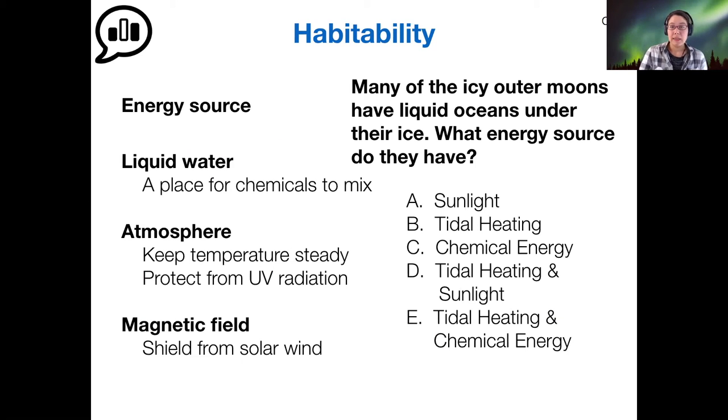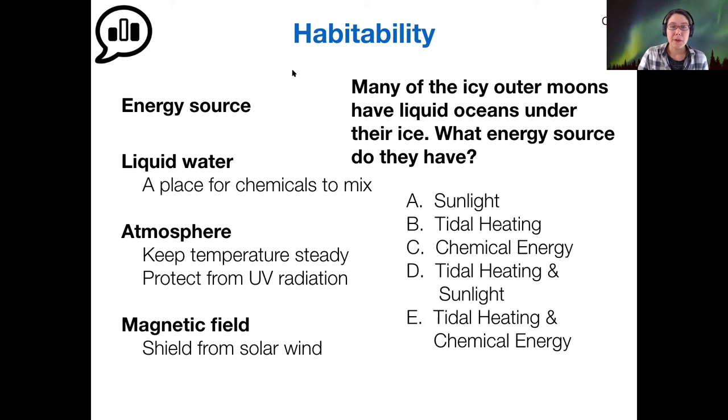Okay, last time we also talked about the outer moons of our solar system and that many of them have liquid oceans underneath their icy crust. And so my question for you is, what energy source do they have that living things could take advantage of? All right, I see the most votes for B and E. So yes, that's what I had in mind as well.